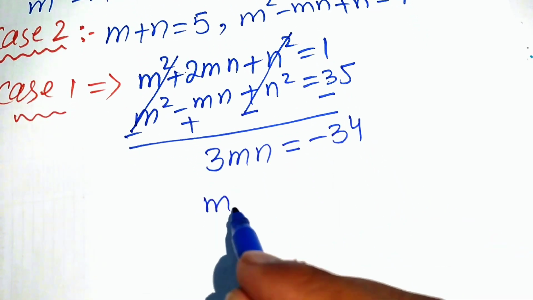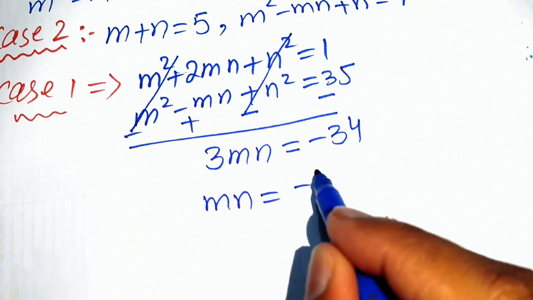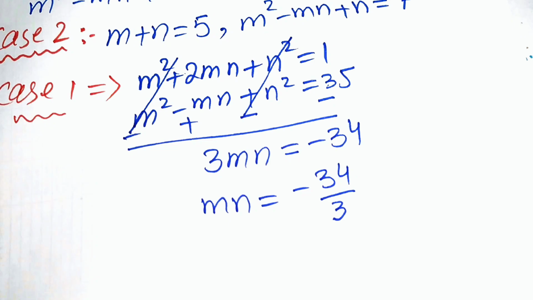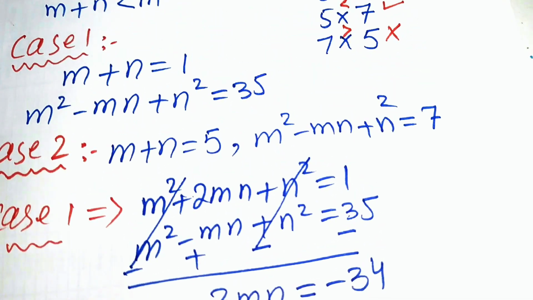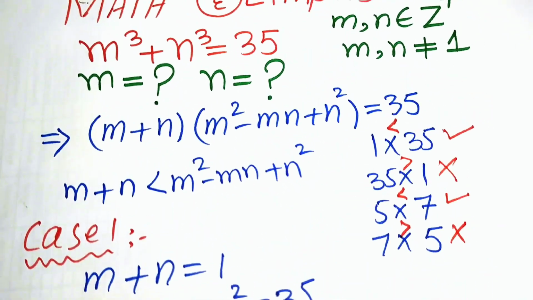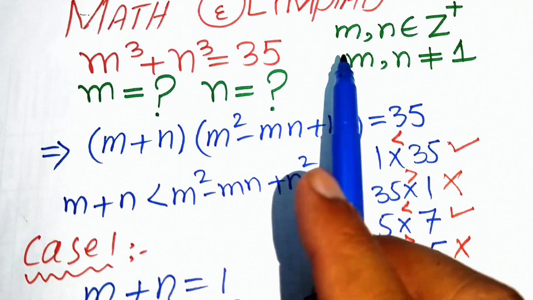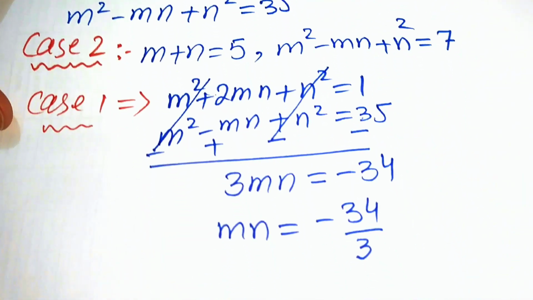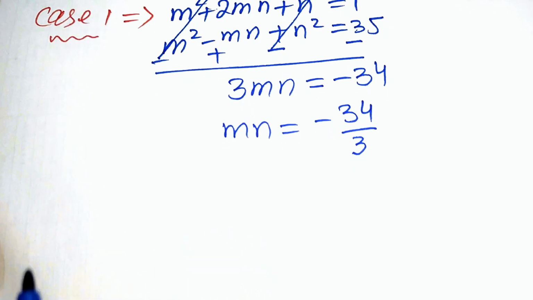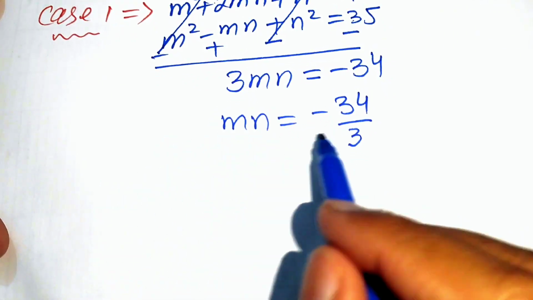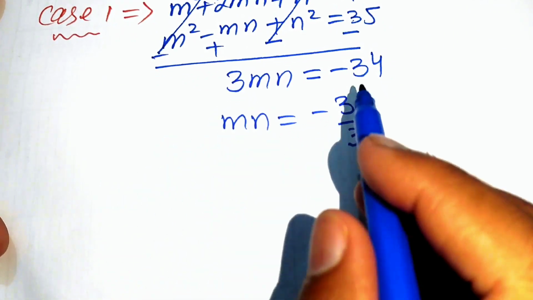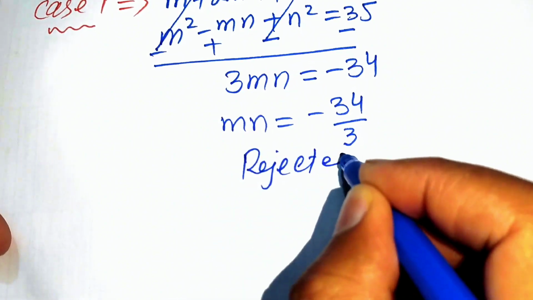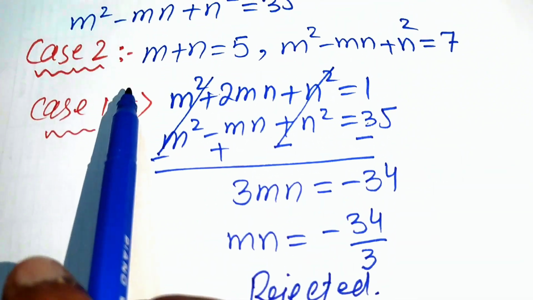So you get the value of m and n equals to minus 34 by 3. But here we have a contradiction, because in the given question statement the restriction is that m and n must be positive integers. So if m and n are positive integers, their product is also a positive integer, but here it is not, so we will reject this case.